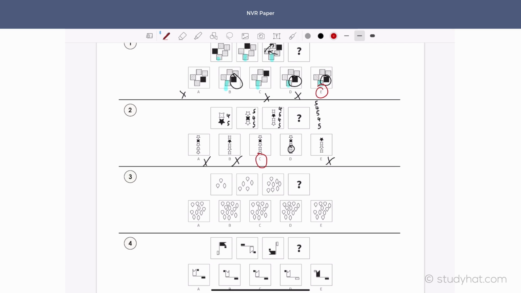The black squares you can also see are moving upwards. The black position is going from here to the 2nd, to the 3rd, and now to the 4th. But actually we didn't need that to solve it. We had enough information just with the stars pattern.